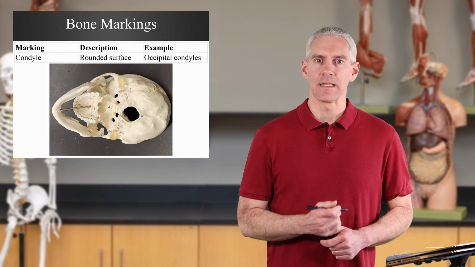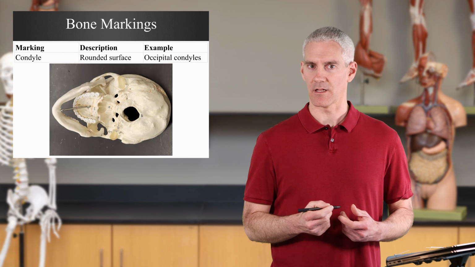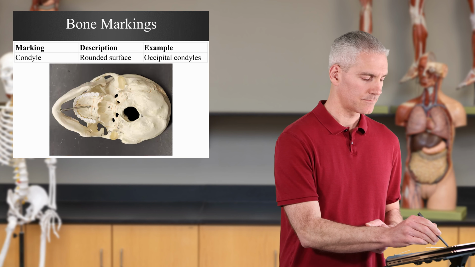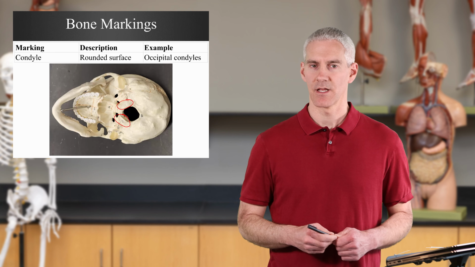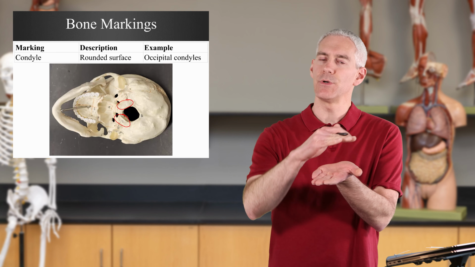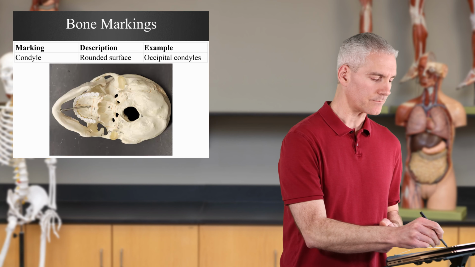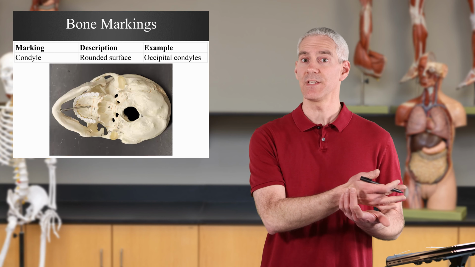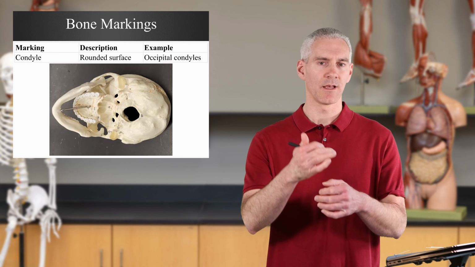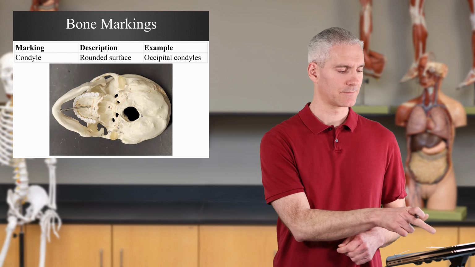Condyle. Now in this image, we're looking at the under view, or the inferior view, of the skull. Right here and right here are the occipital condyles. They're raised, smooth portions. So a condyle is going to be a rounded, smoother surface. In this case, these occipital condyles will sit right on top of your first cervical vertebra.